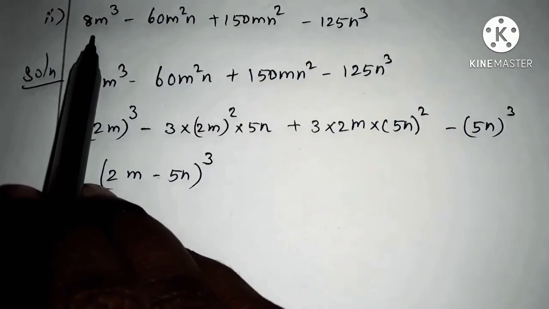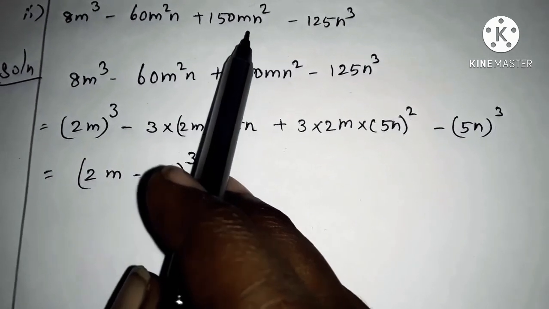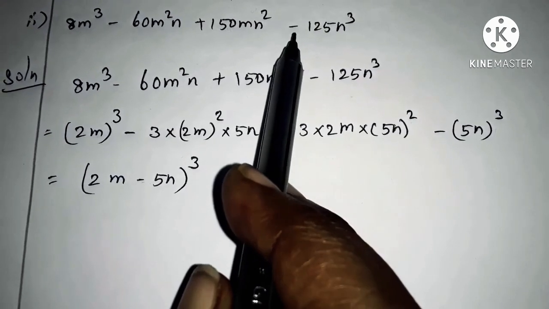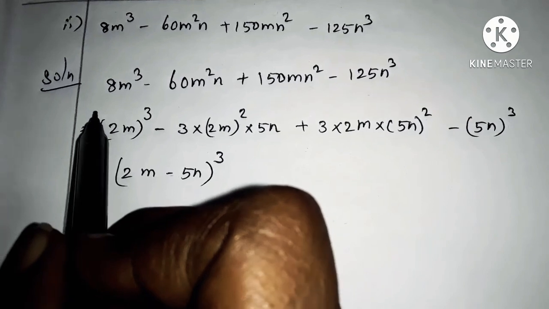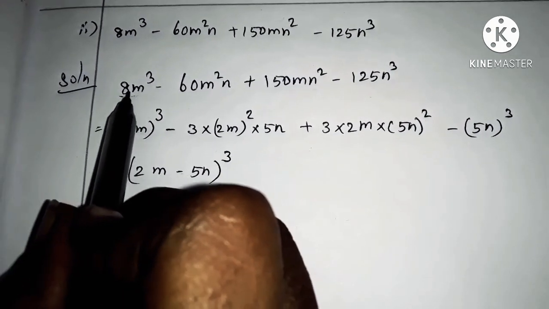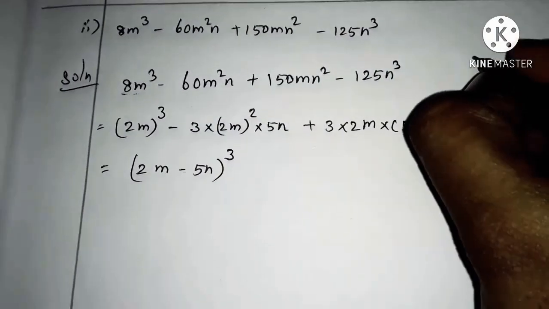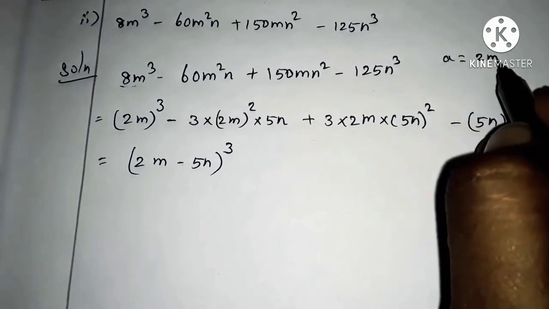Second sum, 8m cube minus 60m square n plus 150m n square minus 125n cube. Here also you have to find out the value of a and b. The value of a can be found out by this term 8m cube. This 8m cube can be written as 2m the whole cube. Therefore value of a equal to 2m.